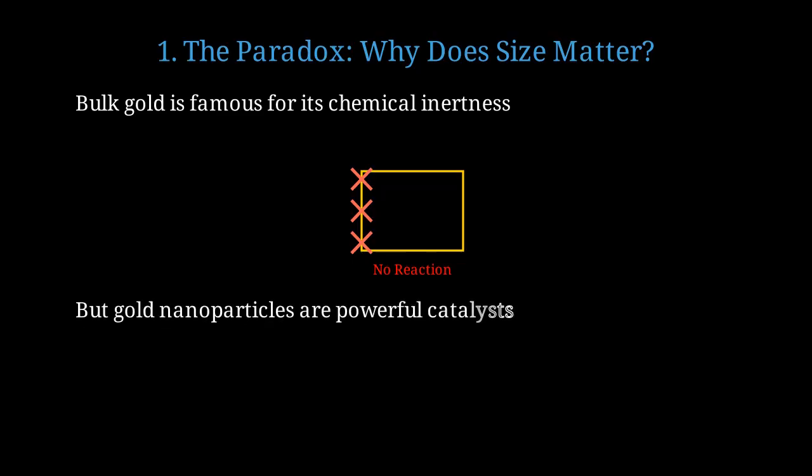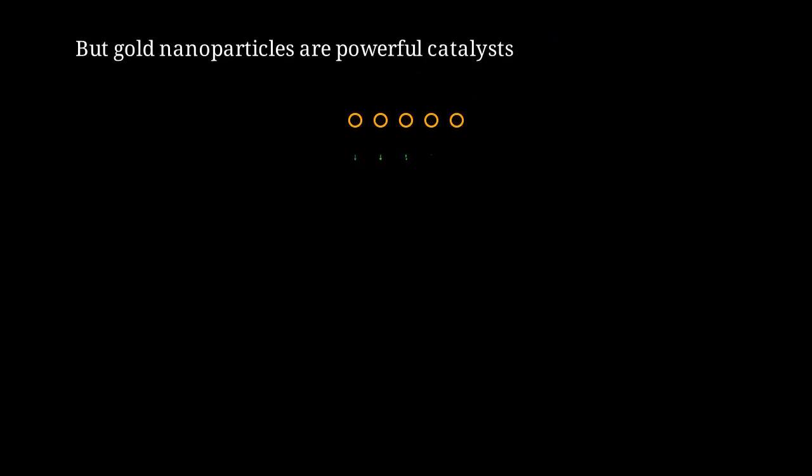However, shrink gold down to nanoparticles, and suddenly it becomes a powerful catalyst that can speed up many chemical reactions. Gold nanoparticles actively participate in reactions, breaking bonds and forming new products at impressive rates.